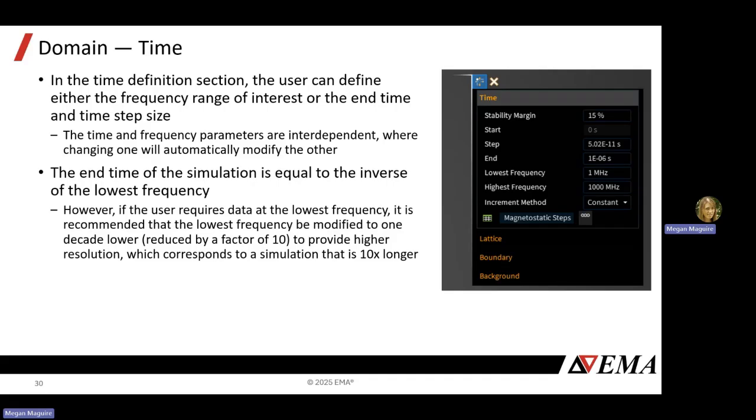One thing to keep in mind for your end time for your simulation is you want your end time to be 1 decade lower than your lowest frequency of interest. Essentially your simulation is going to be 10 times longer, and that's so that you can get enough data points at that lower frequency to have useful information.